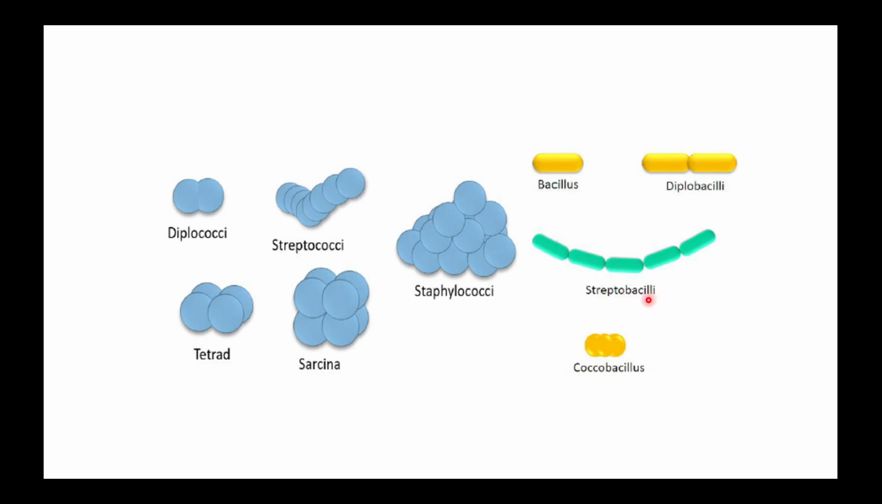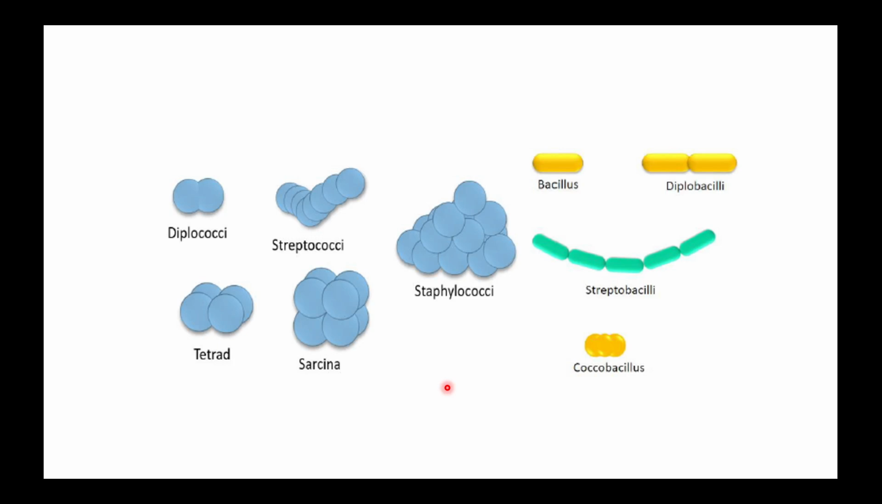And for bacilli, if the shape of the cell is a rod with rounded edges, it is called cocobacilli. So it is like a cocci and a bacilli, so it is called cocobacillus. A rod shaped and spherical. So these are the different shapes of bacteria and the different names given to these shapes.